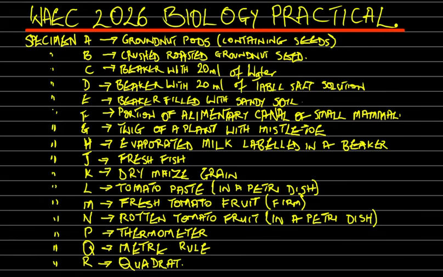Specimen F, we have it to be portion of alimentary canal of small mammal. Our specimen G is twig of a plant with mistletoe on it. Our specimen H is evaporated milk labeled in a beaker. We don't have specimen I in this particular list of specimen. We have our specimen J to be fresh fish. Specimen K is dry maize grain.